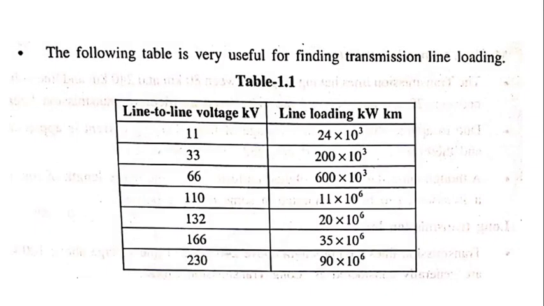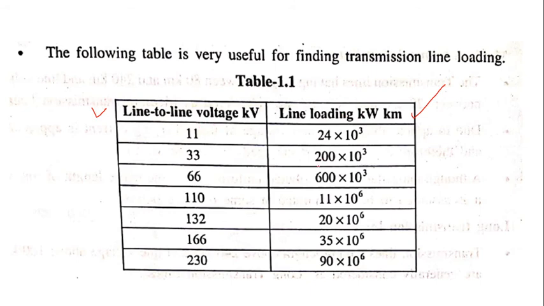Now we are going to see a table that indicates finding the loading of a transmission line. With respect to loading, we can select the level of our voltage. So the following table is very useful for finding transmission line loading. Here are the line-to-line voltages, and here is the line loading in kilowatt-kilometers. Whenever we need to feed some power at a remote location, we have only one piece of data, that is the amount of power required. So depending upon the line loading, we can select our line-to-line voltage.